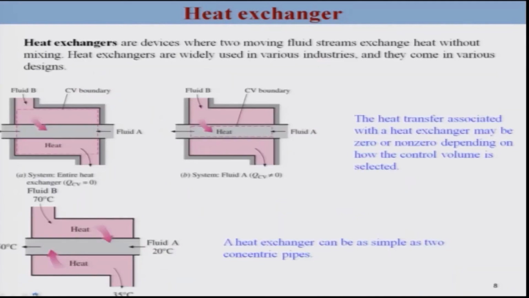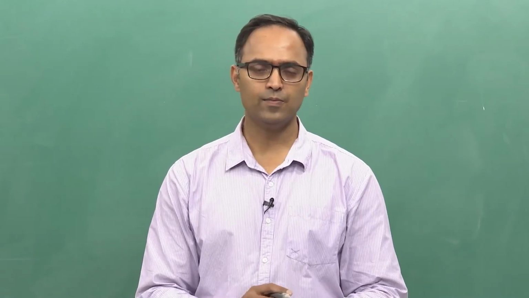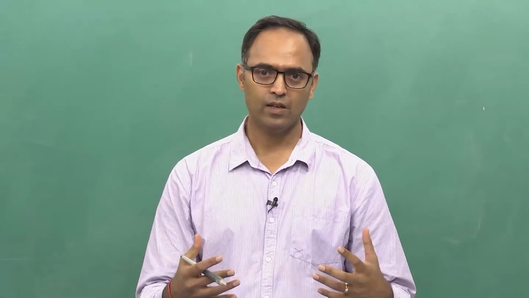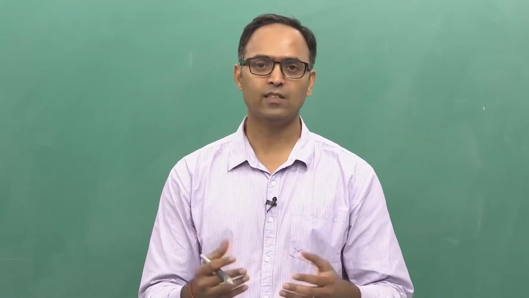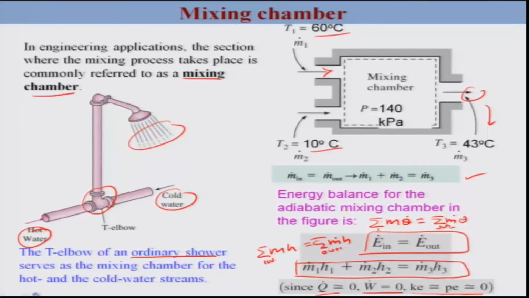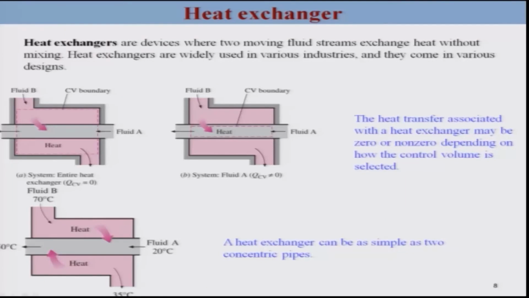So we can take another device. In this case, it is a heat exchanger, a device which allows heat transfer without direct contact of the fluids. A generalized definition is that these are devices where two moving fluid streams exchange heat without mixing. It does the same operation, but it does not allow the physical mixing of the two fluids for the heat transfer. This is commonly used in various industries, and they can come up with different designs.